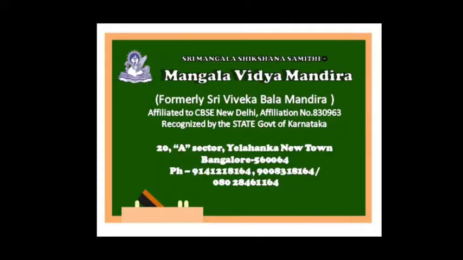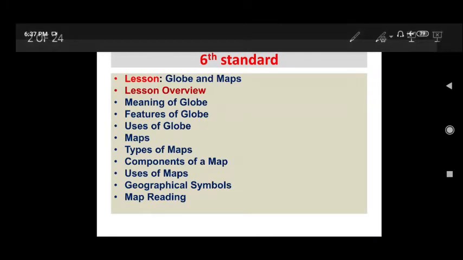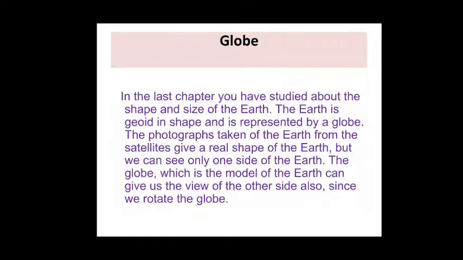Children, today's lesson is Globe and Maps. Lesson overview: meaning of globe, features of globe, uses of globe, maps, types of maps, components of maps, uses of maps, geographical symbols, map reading. Children, so this is a globe.